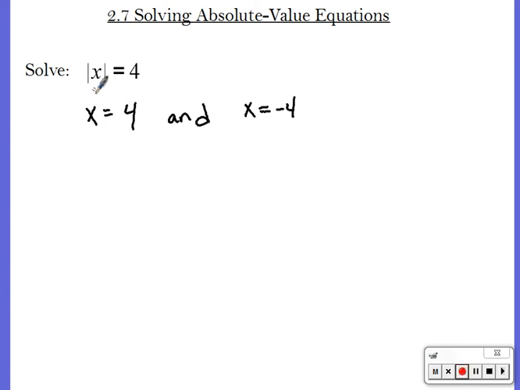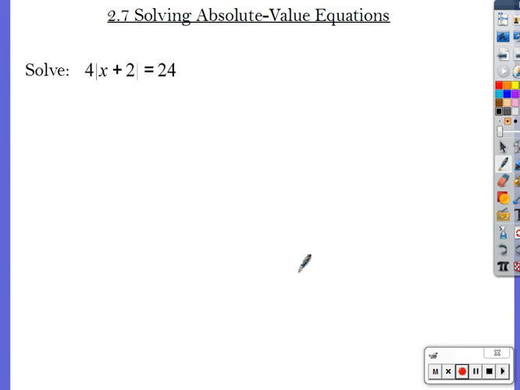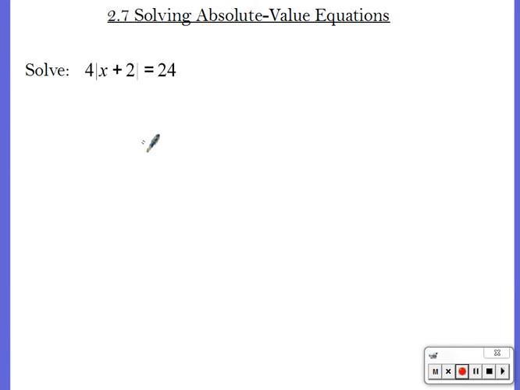Because if I put 4 in, it's the absolute value of 4, and that is 4. And the absolute value of negative 4 is also 4. So that works there. That's in your book. These are the general steps. I'll explain them verbally.